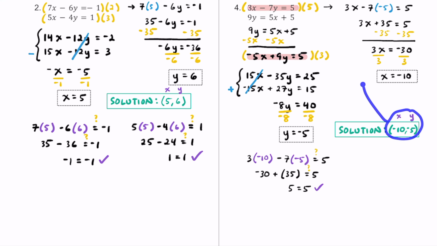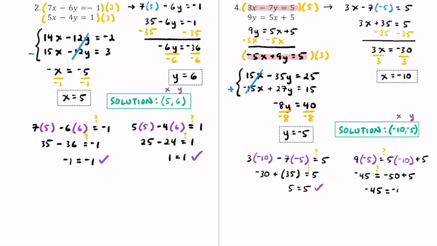Now just checking this one final time into this bottom equation here, let's say we have 9 times y. Y we got was -5. So 9 times -5 is hopefully equal to 5 multiplied by -10, and then plus 5. So let's see if this is true, right? On the left side, 9 times -5 is -45, and then 5 times -10 is -50. So we're going to get -45. Is that equal to -50 plus 5? -50 plus 5 on the right side is -45. So we can say -45 does equal -45. And so this does check out one final time.